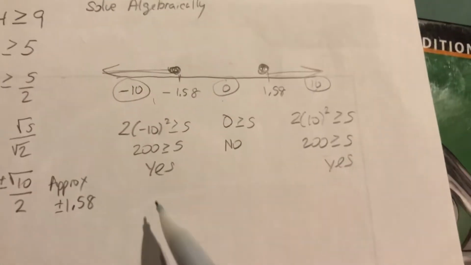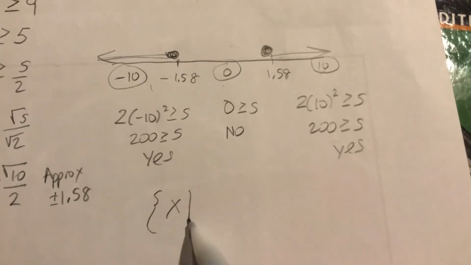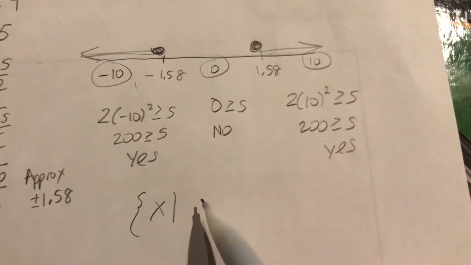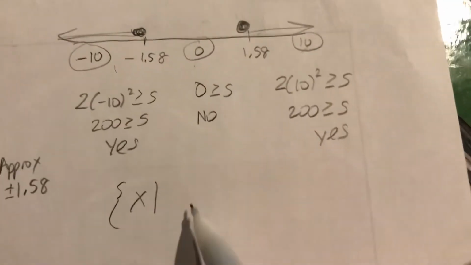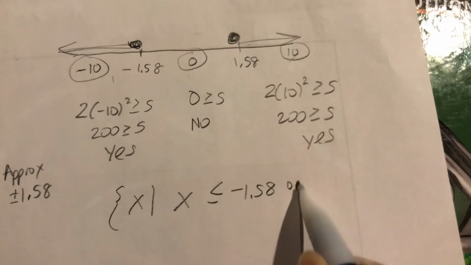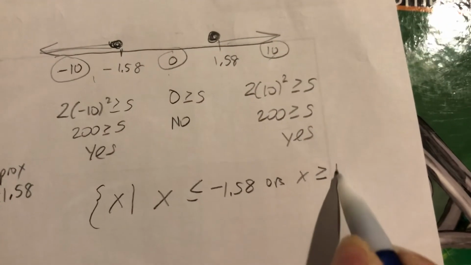So now we're going to write that in set builder, x such that. I'm going to write it first using the decimals, then I'll write it as the square roots. So I'm going to have x has to be less than or equal to negative 1.58, or x is greater than or equal to 1.58.